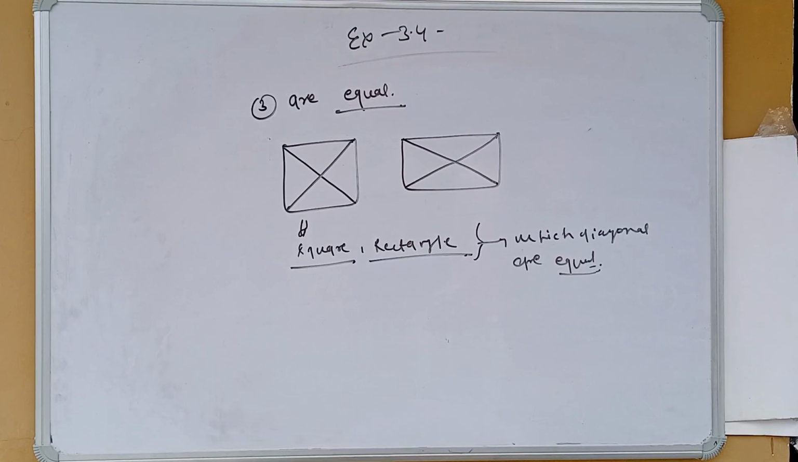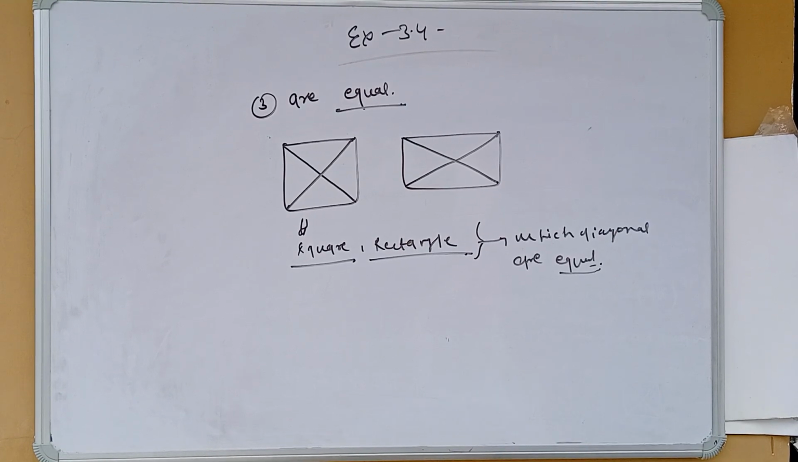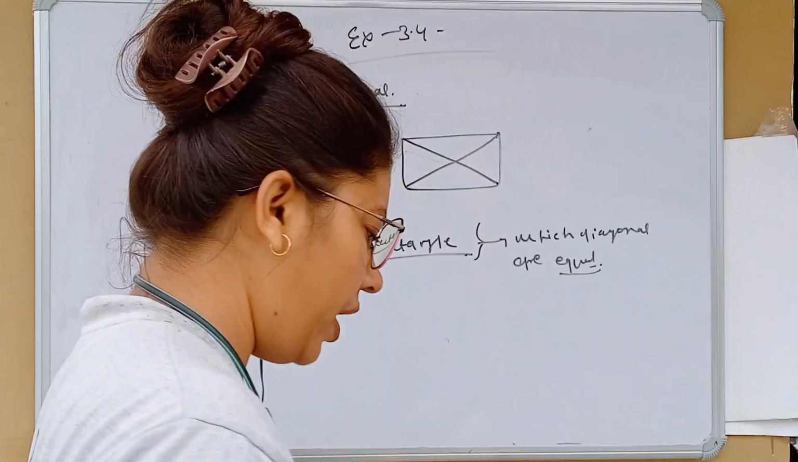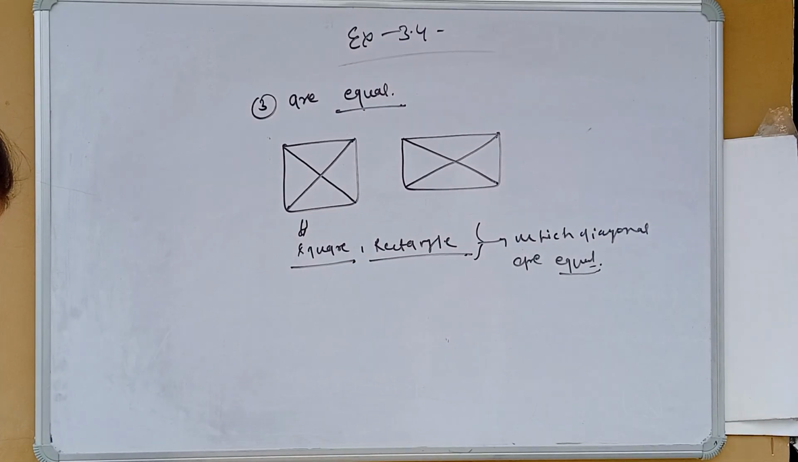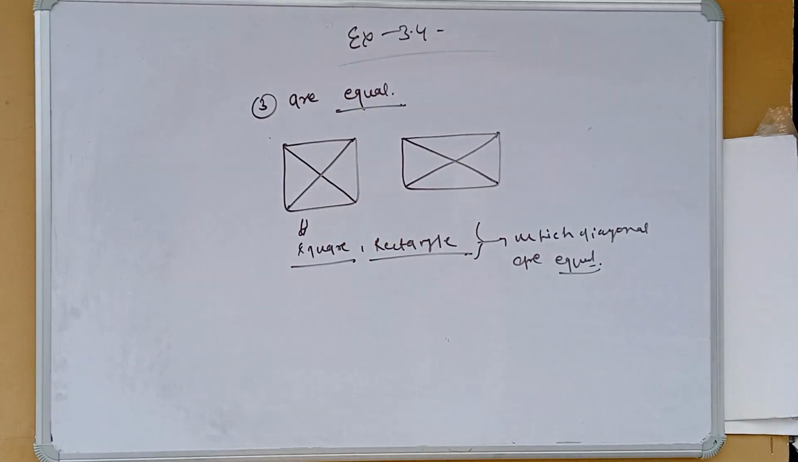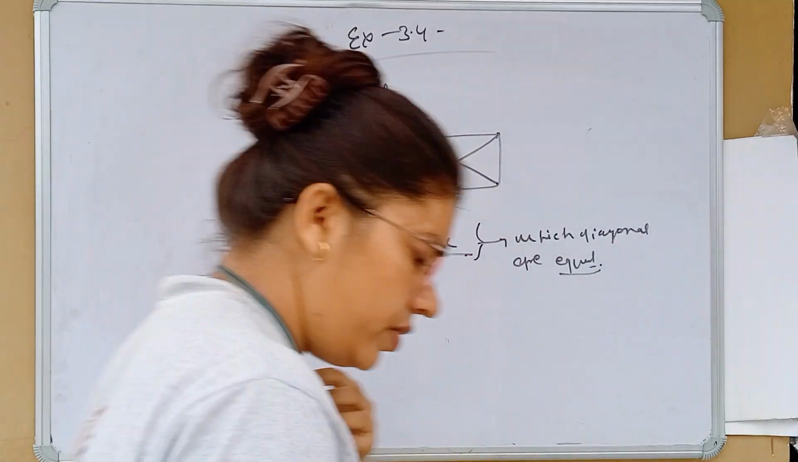Okay, so in the second question, are perpendicular bisectors of each other. Is that rhombus also? No, only square and rectangle, not rhombus. So first write.